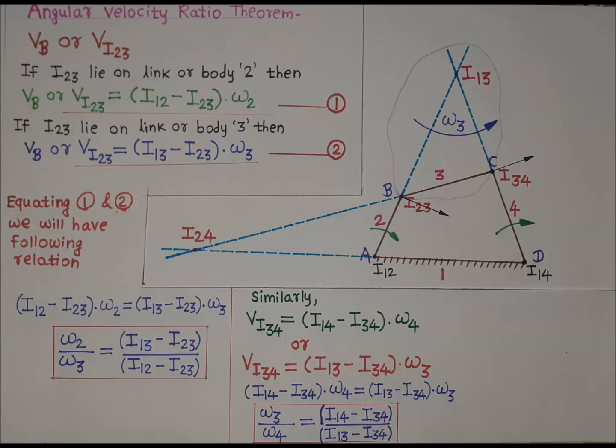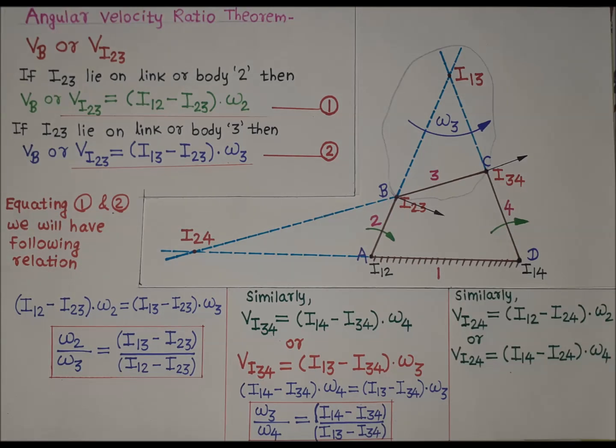We know link 3 is rotating in anticlockwise direction about ICR I13. Therefore, to have the same direction for velocity at I34, that is VI34, link 4 should rotate in clockwise direction about ICR I14.